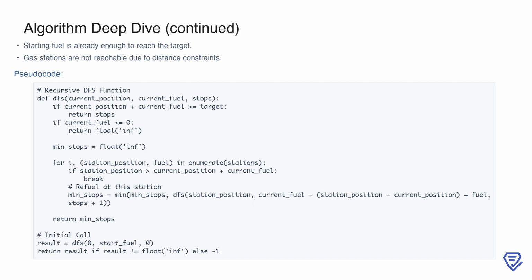It starts by checking the base cases, whether the target is reachable with the current fuel or if further progress is impossible. The function then iterates over the list of gas stations, evaluating whether each is reachable. If a station is reachable, the function recursively calculates the minimum stops for scenarios where we refuel or skip the station. The results of these recursive calls are compared to determine the minimum stops needed. The algorithm concludes by returning the result of the initial call to the DFS function, and if no valid path is found, it returns -1. This implementation highlights the brute force nature of the approach, as it explores every possible path to solve the problem.